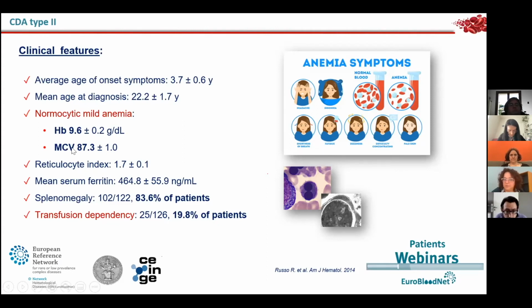Generally it is normocytic. This means that the volume is in the normal range. And also in CDA II patients, there is a tendency to iron overload, as attested by increased serum ferritin. Splenomegaly is another feature common among CDA I and CDA II patients, and in this case, we observe a transfusion dependence in approximately 20% of patients.